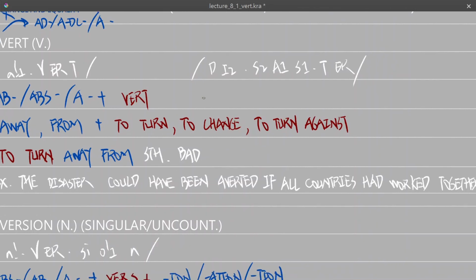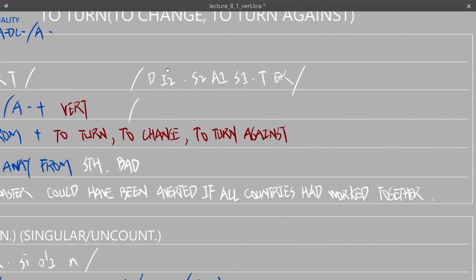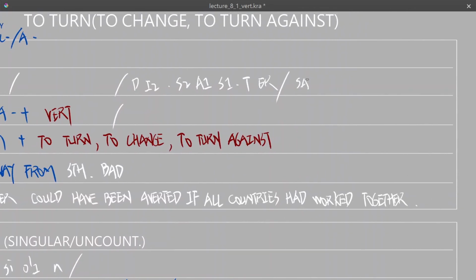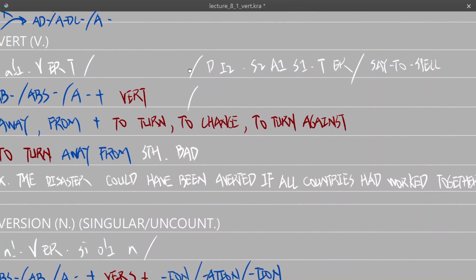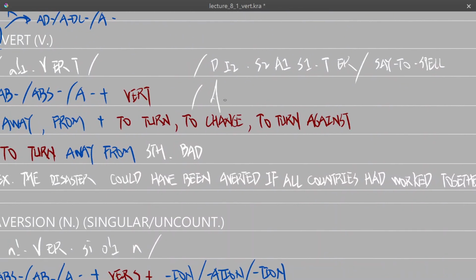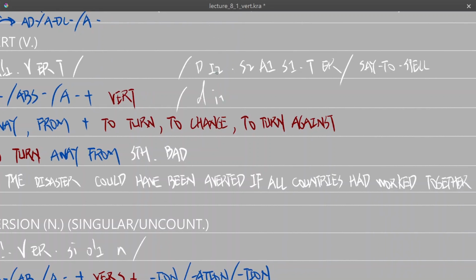So we have this say-to-spell, and we have this original pronunciation code, disaster. The stress is on the second one, so it becomes a schwa, or you could write the disaster.